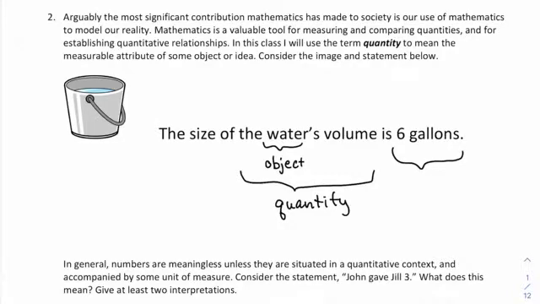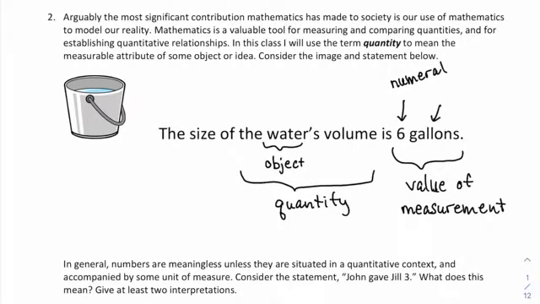We're going to call the 6 gallons the value of the quantity, or the value of the measurement. And if you want to break down the 6 in the gallons, we'll call the 6 the numeral, and the gallons is the unit of measure. Or you can just say unit for short. Like when they say, don't forget your units, we're talking about the unit of measure. Or you can also call it the referent. It's the referent of the numeral.